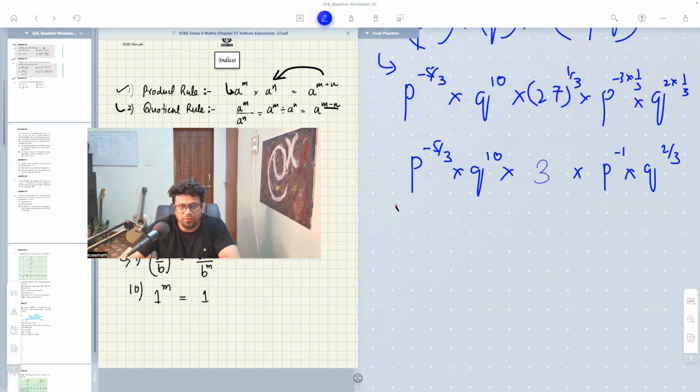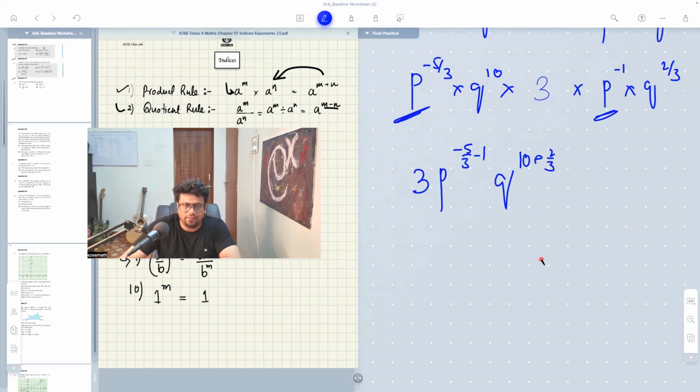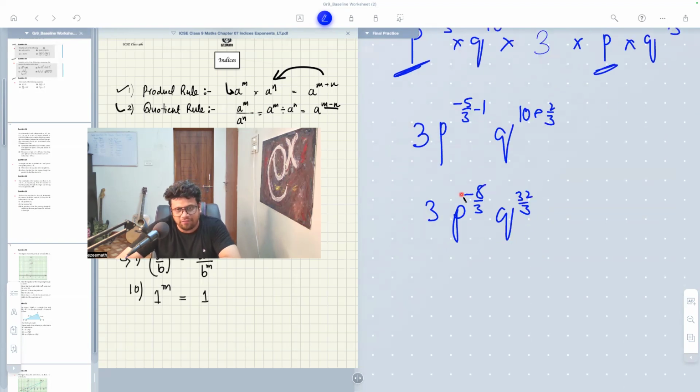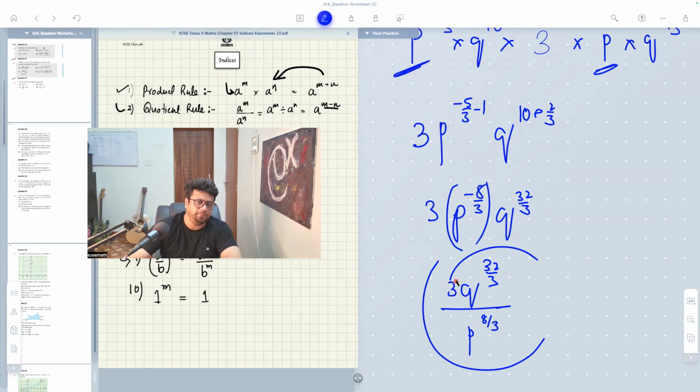And now you go, there's a p here, there's a p there, minus 5 by 3, minus 1, and 3, and a q to the power of 10 plus 2 by 3. Well, that's going to be 3p to the power of minus 8 by 3, q to the power of 32 by 3. You can't have negative powers, so you do that divided by p to the power of 8 by 3. Well, that's your answer for part D.